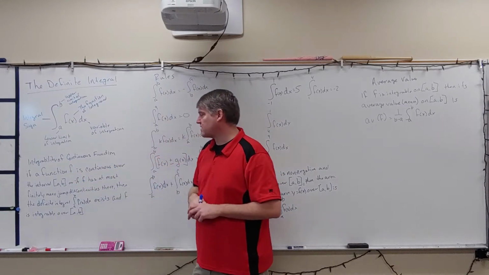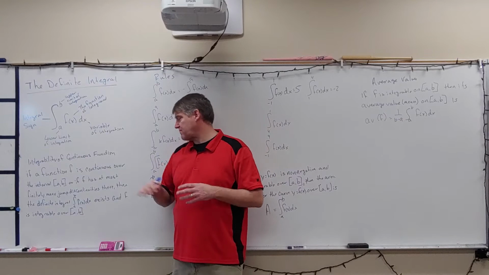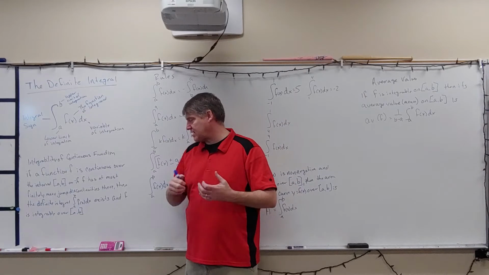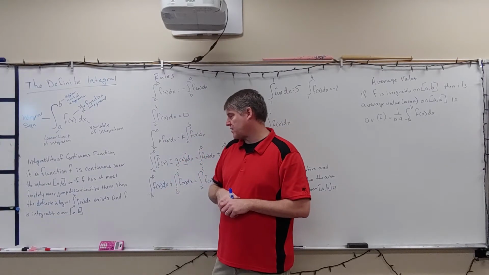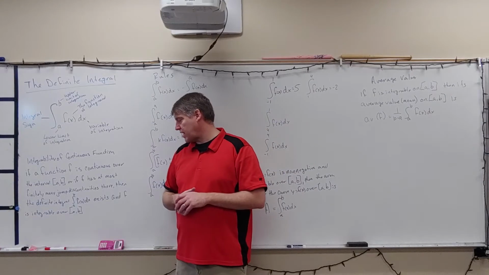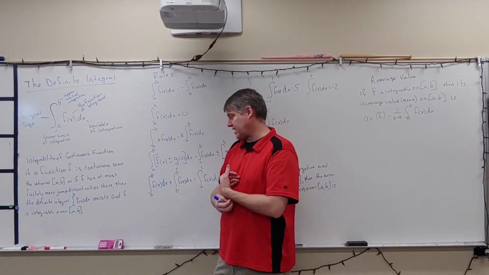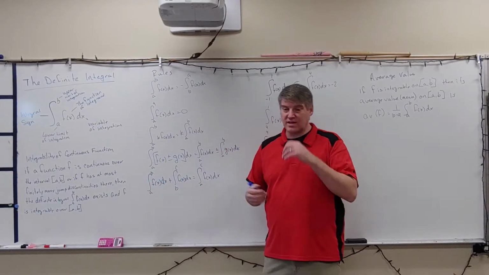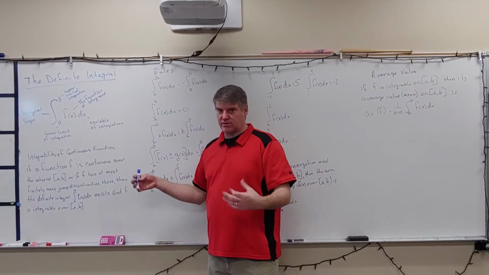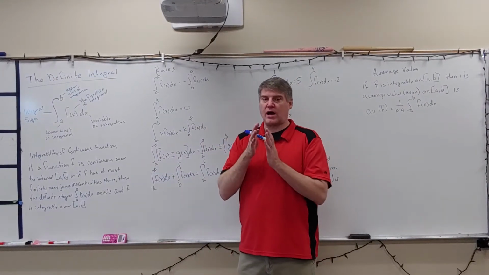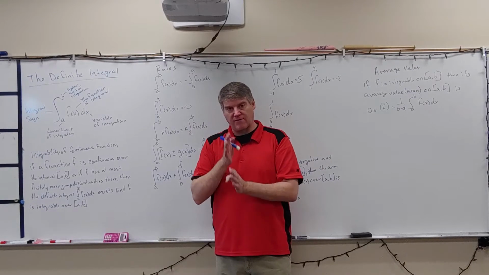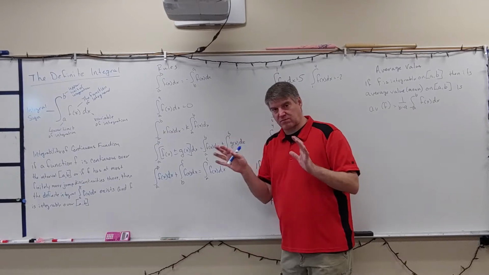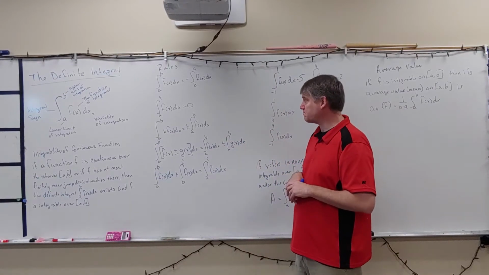The integrability of continuous functions: if a function f is continuous over the closed interval a to b, or if f has at most finitely many jump discontinuities, then the definite integral from a to b of f of x dx exists, and f is integrable over a to b. So that's just saying that if I know that it's continuous, I can integrate it. If I know where the jumps are and it's a finite number of jumps, I can still integrate it over those finite jumps, okay? But I would have to break it up into pieces of integration.